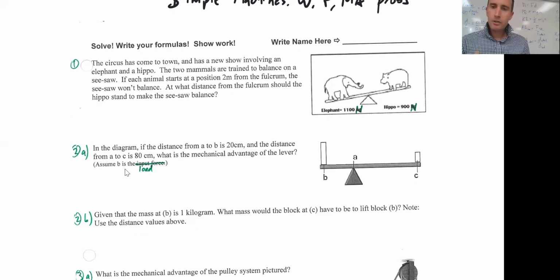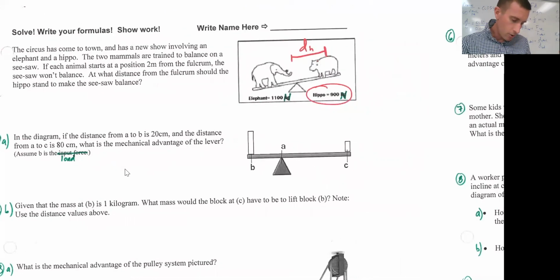Okay, so it's asking at what position the hippo should stand. So how far should that be? And since it's asking how far, that's going to be a distance. So I want to know the distance of the hippo. So I'm going to call that d sub h. Now I see down below, I have 900 newtons, and I know that newtons is a force, so that must be the force of the hippo.